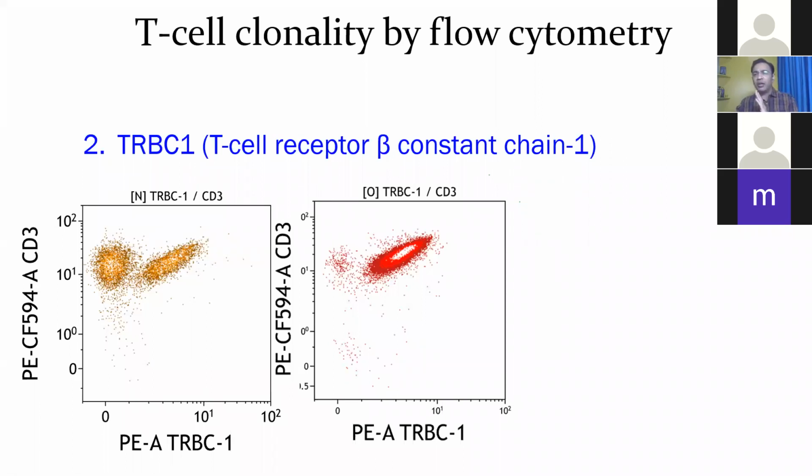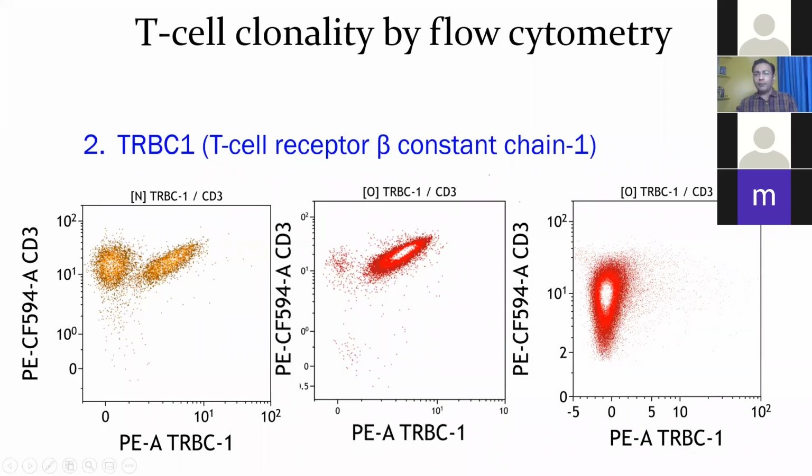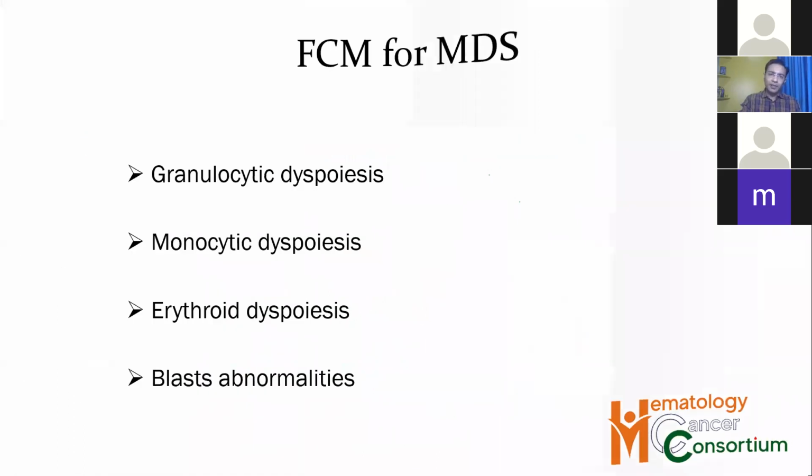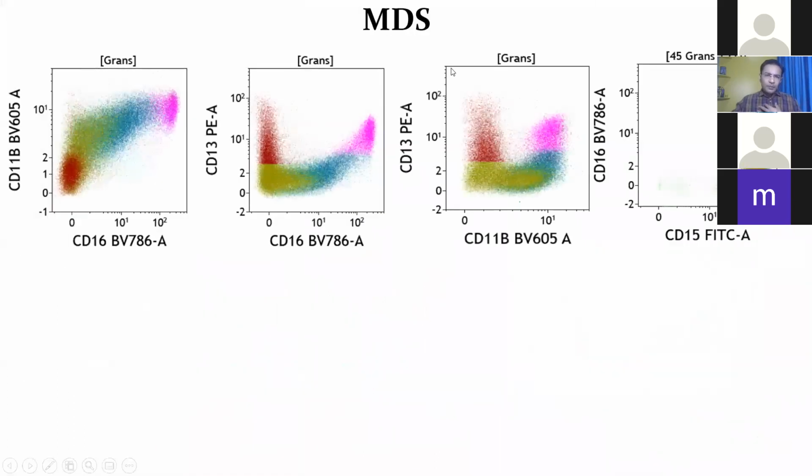So T cell clonality is no more complex or challenging by flow cytometry. Or if they are completely negative, you can see they are completely negative. So in combination with aberrant expression of a pan T cell marker and TRBC1, you can confirm the T cell clonality also. Maybe I'll skip MDS, I guess.